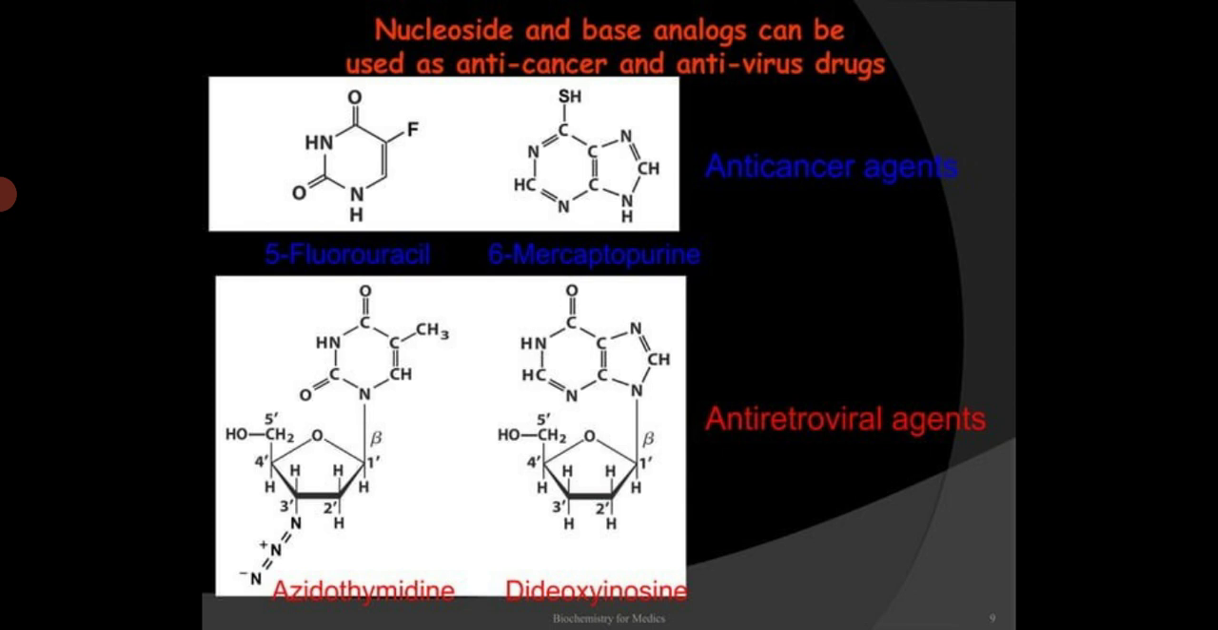Examples of anti-cancer agents are 5-fluorouracil and 6-mercaptopurine. The anti-retroviral agents, which inhibit DNA replication in viruses or retroviruses, are for example azidothymidine and dideoxyinosine.